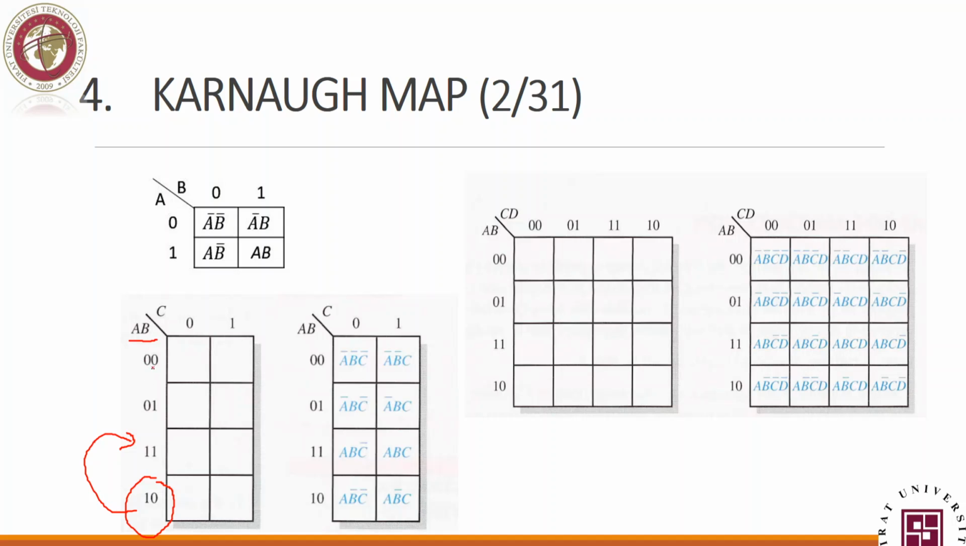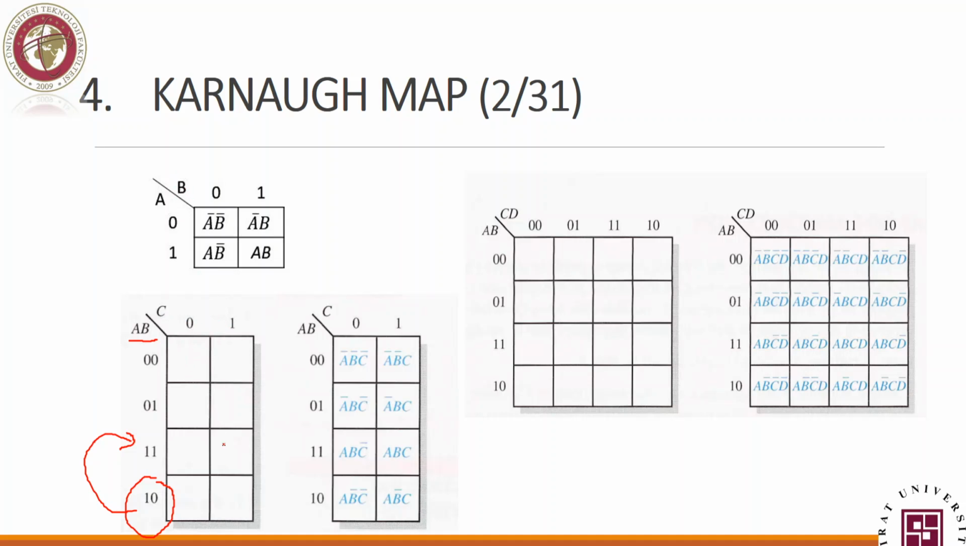2 variables, then we have 2 to the power 2, 4 possibilities. These are the 4 possibilities. Do not forget, students always make a mistake with this one. 1, 1 is before 1, 0, a gray code base. C will not change. It is like B, 0, 1, that's it.